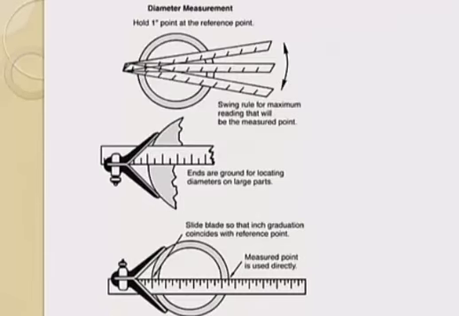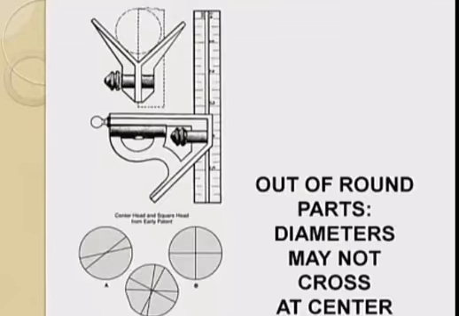Sometimes it's difficult to get a diameter because it's hard to assure that you have the full diameter and not a chord. However, using the center attachment, it will assure you that you are lined up to the center. In fact, if you were to scribe across a circular feature with the center feature, you may find out that the part is out of round because the diameters will not cross at the center.